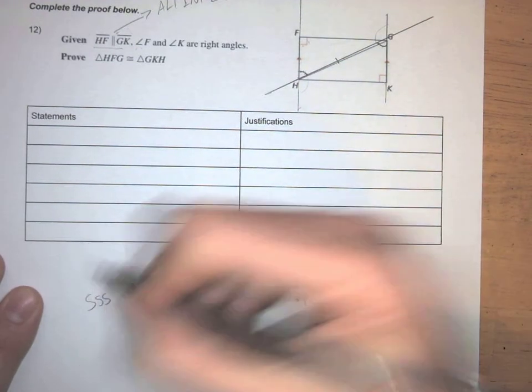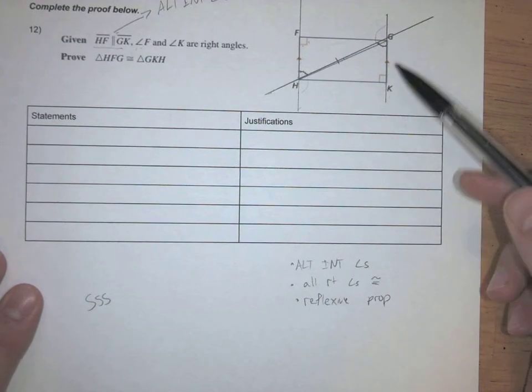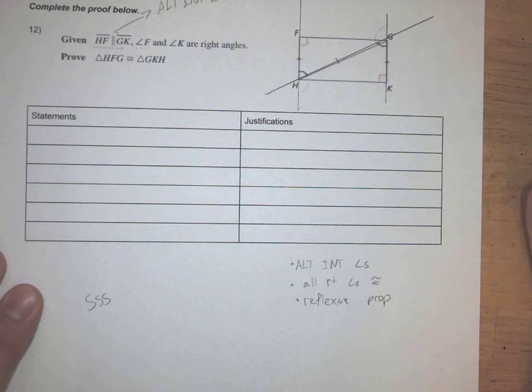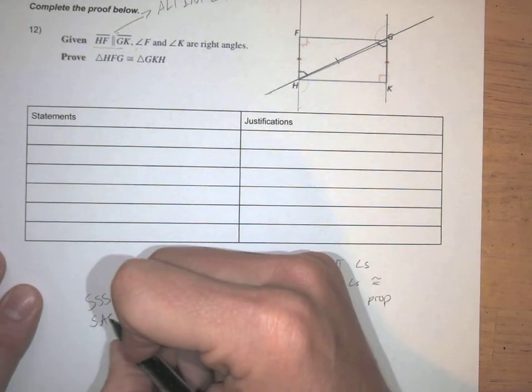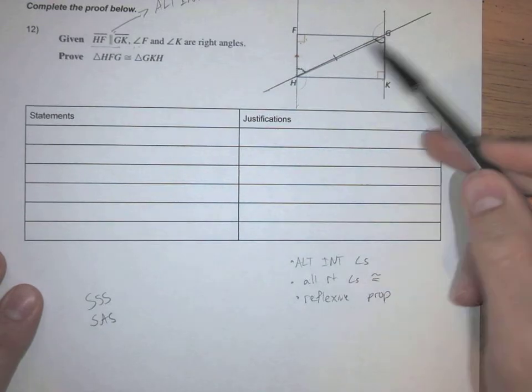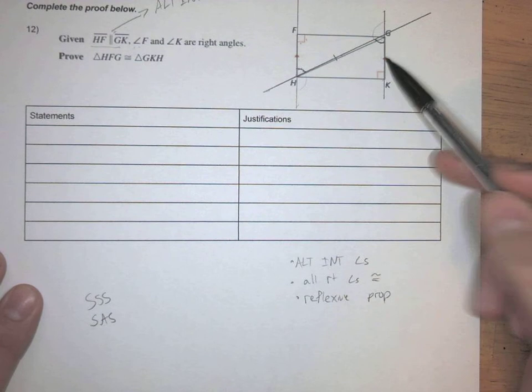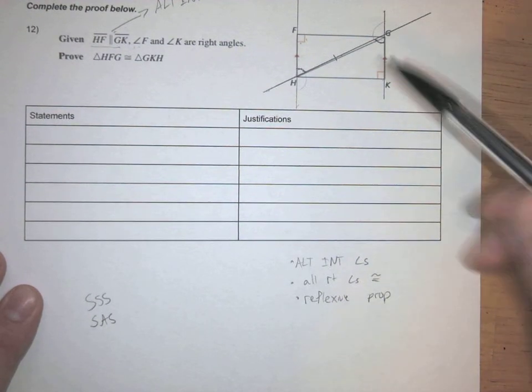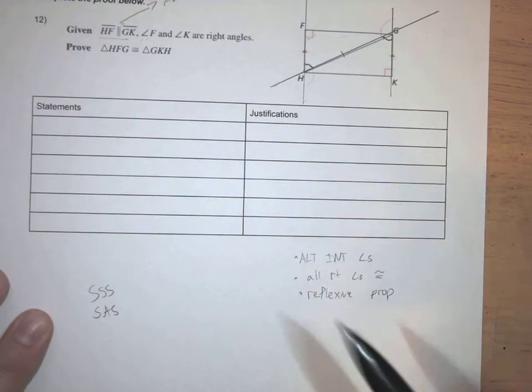So we can use SSS, but we can't use that in this case because we don't know anything about the other sides, and there's not really any way to get there. We could do SAS. Again, we only know about one side. We don't know that these are congruent. We just know they're parallel. Same thing here. So we can't use that one.